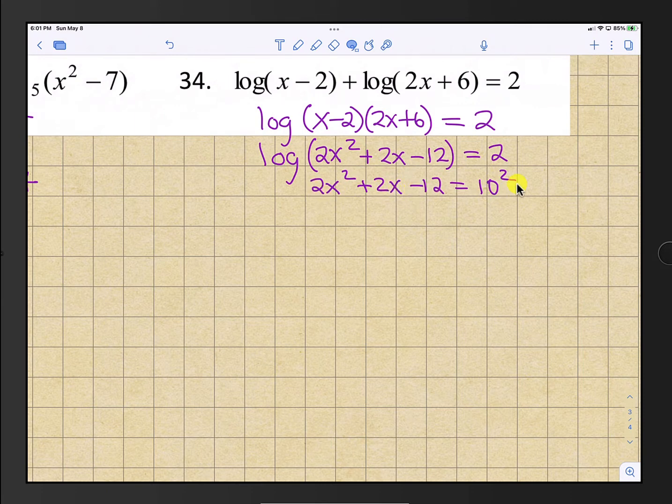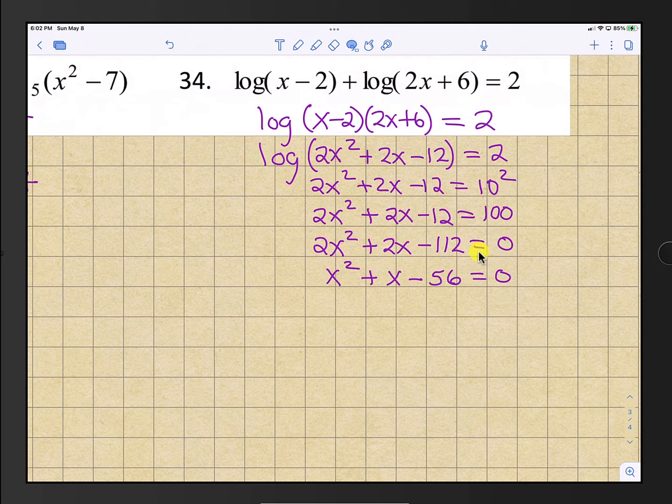Now 10 to the second power is 100. And because it's a quadratic, we want to set this equal to 0. So let's subtract 100 from both sides. And we get 2x squared plus 12x minus 112 equals 0. Now we can divide everything by 2. And we have x squared plus x minus 56 equals 0.